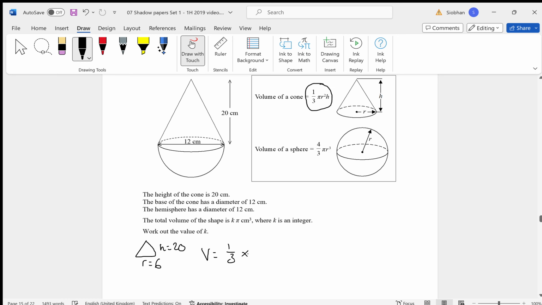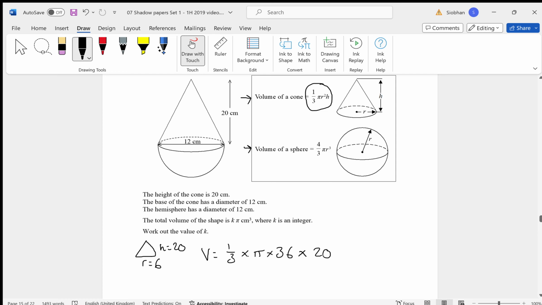1/3 times pi times the radius squared. So I'm going to substitute that in right from the start. So 6 times 6 is 36, and then times that by the height of 20. So your first job is just to pop the numbers into the formula, and you will definitely get the formula with the question for spheres and cones, only spheres and cones. Then we want to tidy this up before we do anything else.